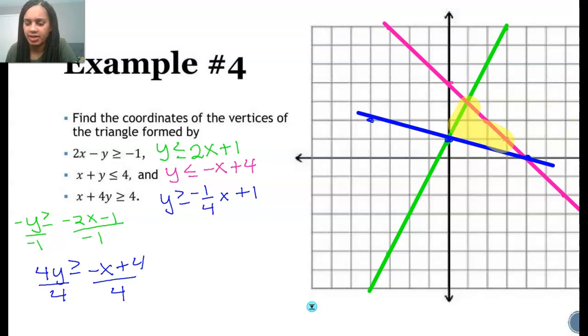And with that in mind, the question is, what are the coordinates of my vertices? The first one is 0, 1. The second one is 1, 3. And the third one is 4, 0.